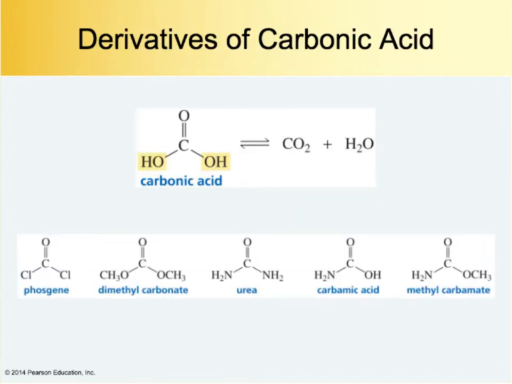Here are just some examples. I'm not going to really harp too much on knowing all of these. Phosgene is a diacid chloride, carbonic acid, right? It's with 2 OHs. A carbonate is 2 esters. A urea is 2 amides. A carbamic acid is an NH2 and an OH. And a carbamate is an NH2 and an OCH3.